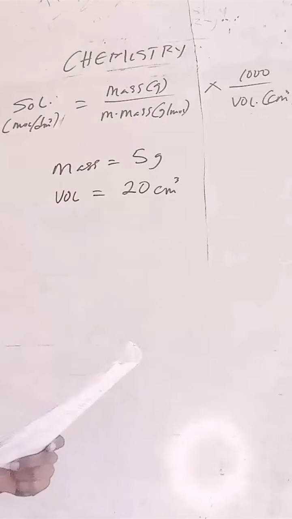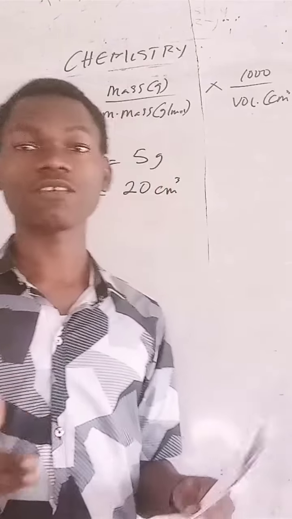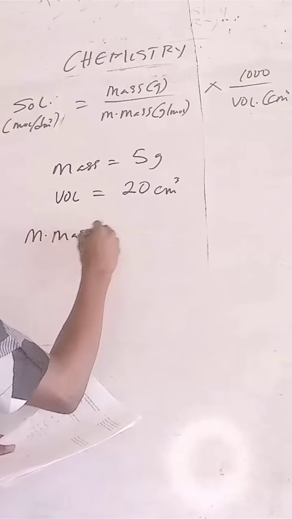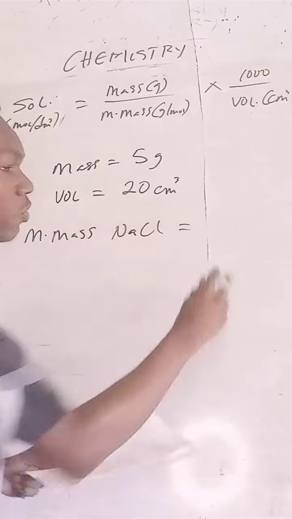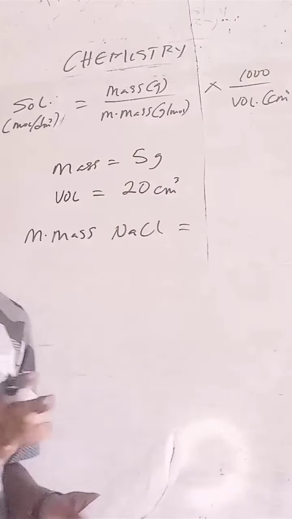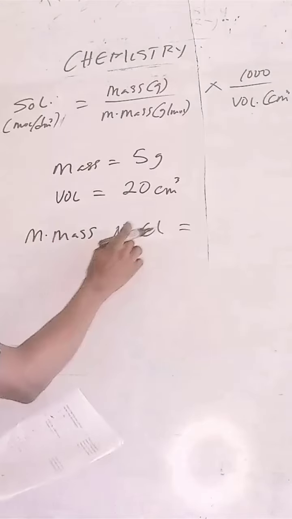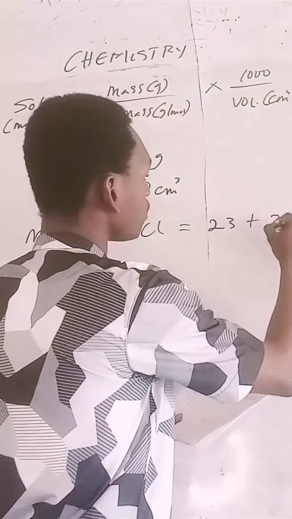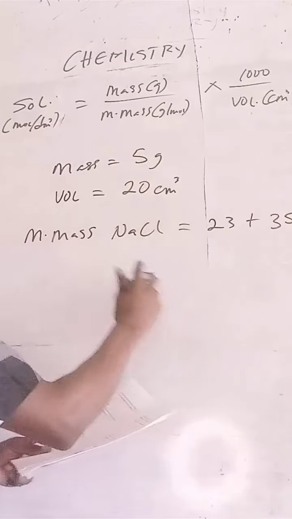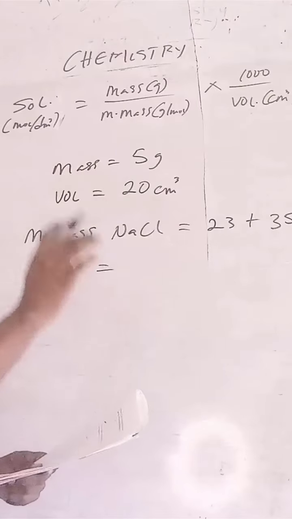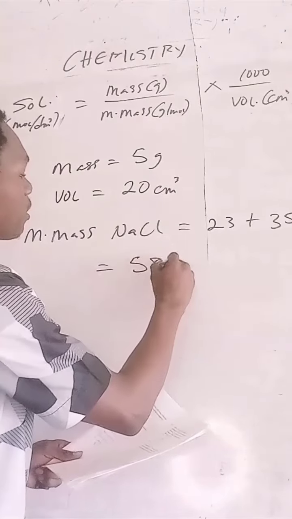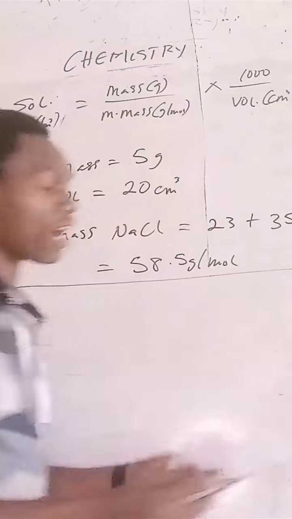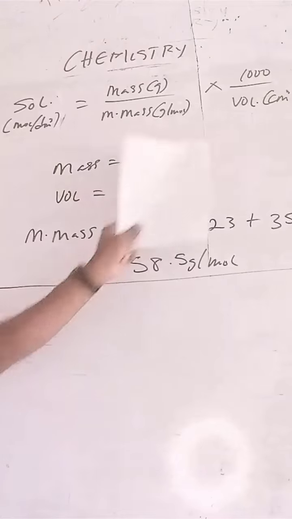We are not given a specific molar mass, but we are given the mass numbers of sodium and chlorine. Let's now calculate that molar mass. Remember, molar mass is just the summation of the mass numbers of the elements involved in that particular compound. So the mass number of sodium is 23 plus chlorine is 35.5. If we sum that up, the molar mass of sodium chloride will be 58.5 gram per mole. All right, so we've defined all our parameters. We know what our mass, molar mass, and volume are.